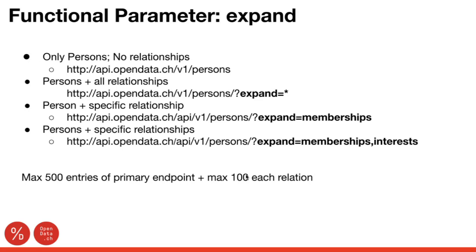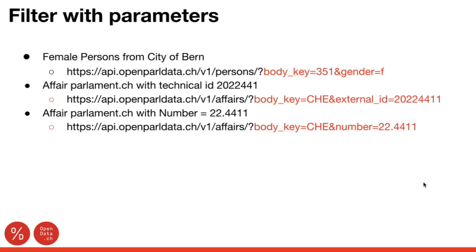We are right now in the middle of also adding paging for that. So at some point you get the first 100, but you also see directly in the API the URL to fetch the next, let's say, 100 votings of this query you have already defined. So that's the expand functionality.